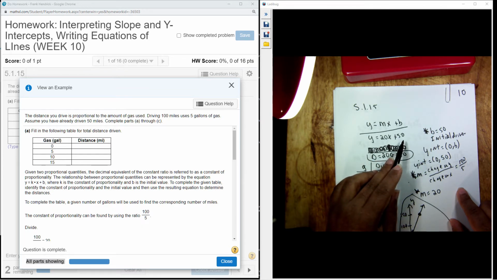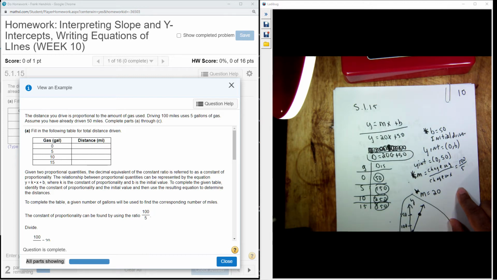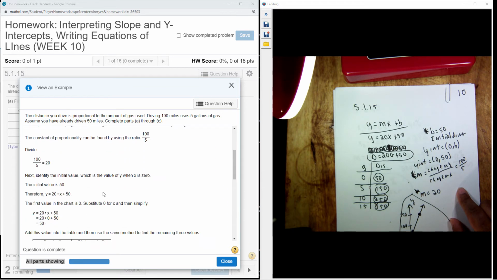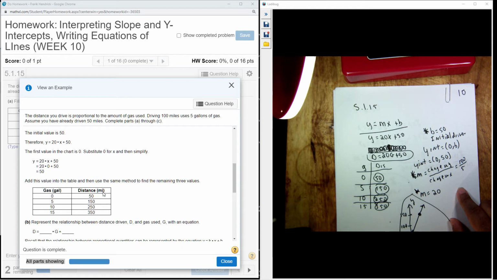Now using this model, you can fill in the chart. And they can fill in the chart here. Now we have a model, we can fill in the chart.